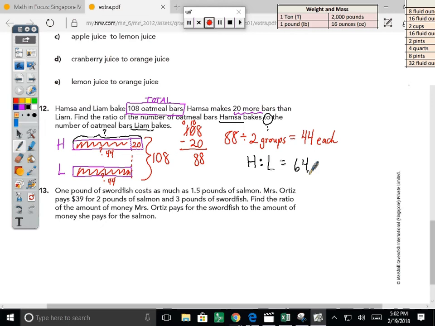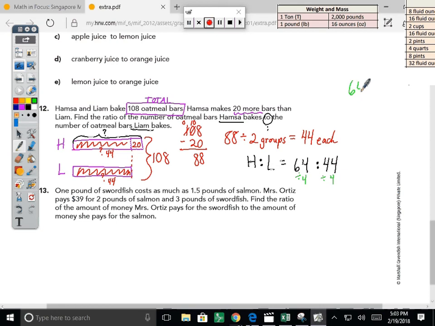And next it talks about Liam. Liam is at L. So I'll come over here and look. Oh, 44. That's his total. So I'm going to compare 64 to 44. This makes sense to me. Hamsa's bar is longer. It says that he made more. This is not a final answer because with all good ratios, when you can simplify, do simplify. So what divides nicely into both of these? I know 4 will work.